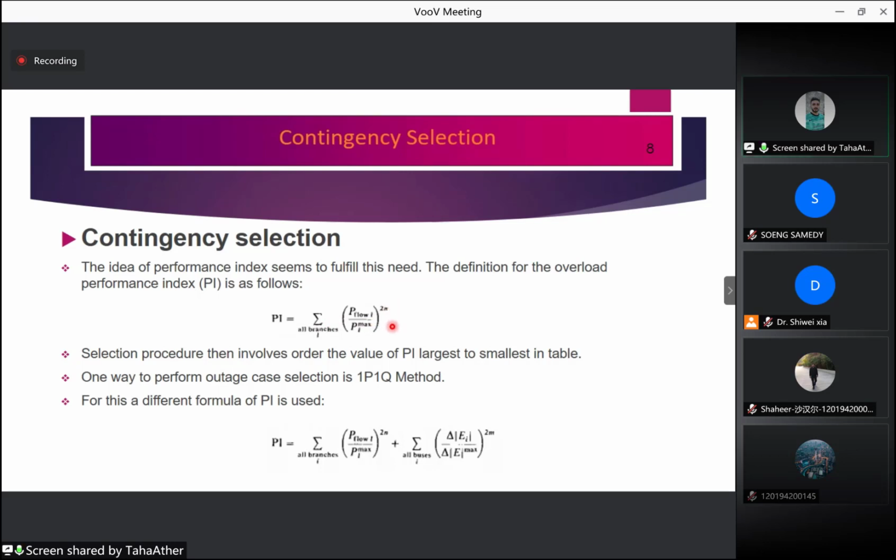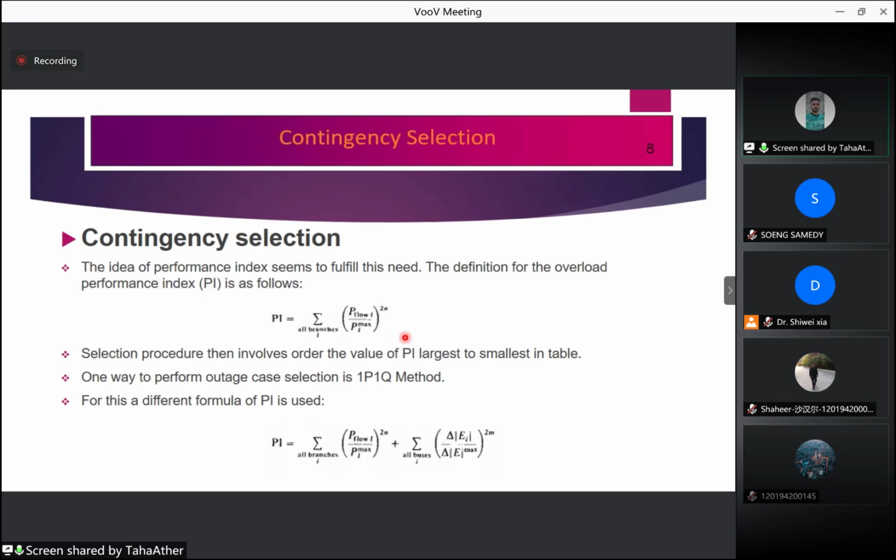If n, as shown in this formula, is a large number, the PI will be a small number if all the flows are within the limits, and it will be large if one or more lines are overloaded. The problem then is how to use this performance index.